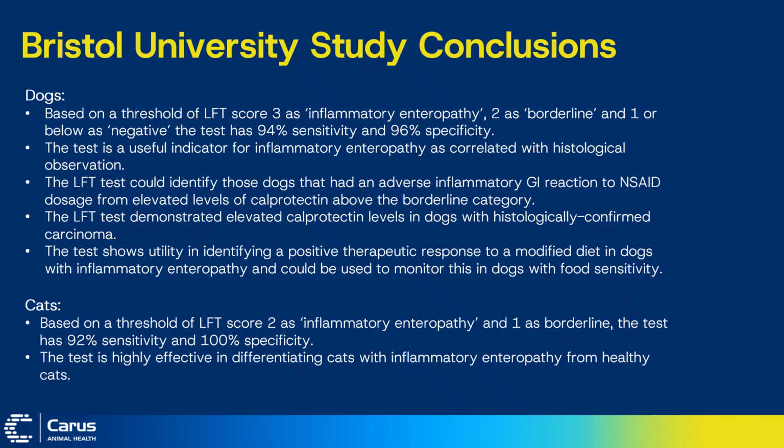So the study conclusions were that, based on a threshold score of 3 as inflammatory enteropathy and 2 as borderline, 1 or below as negative, the test has a 94% sensitivity and 96% specificity in dogs. It can be used as an indicator for inflammatory enteropathy because it correlates really well with histological observation.